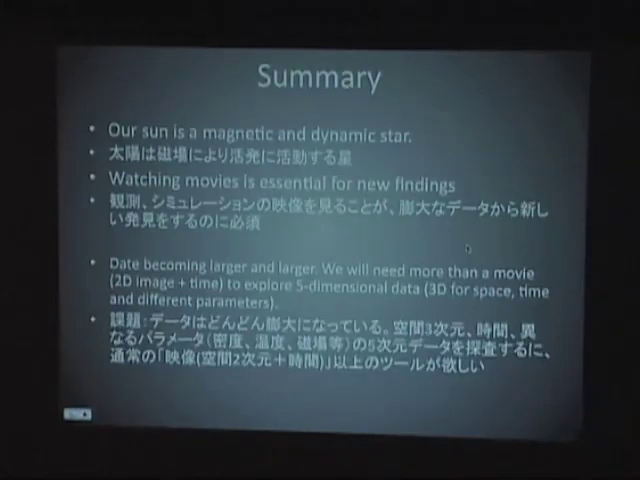The sun is an ever-changing star. Dynamic phenomena are at the center. Because it is dynamic, we need to look at images derived from the enormous amount of accumulated data.